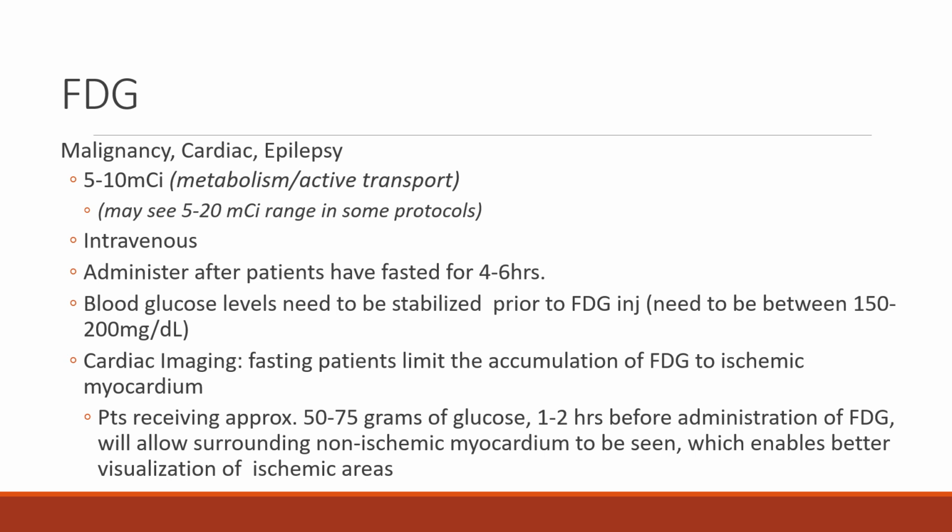So now we'll talk about FDG. FDG is the main go-to for most types of cancer imaging. And it is used for malignancy, cardiac, and epilepsy. We don't talk too much about imaging brain tumors in this lecture, but I do want you guys to go back and review that. Remember, FDG goes to glucose-avid tumors. Not all types of cancer are glucose avid. There are a handful that are not.